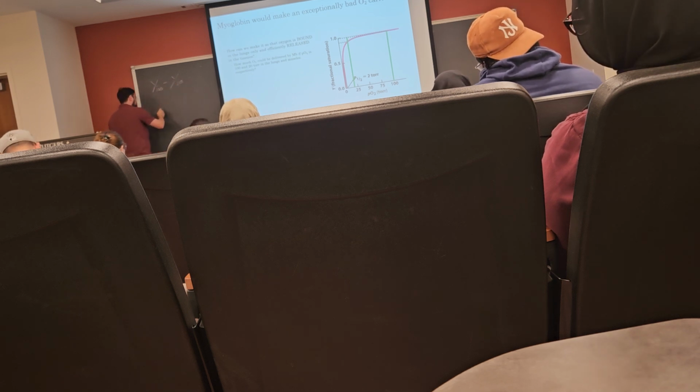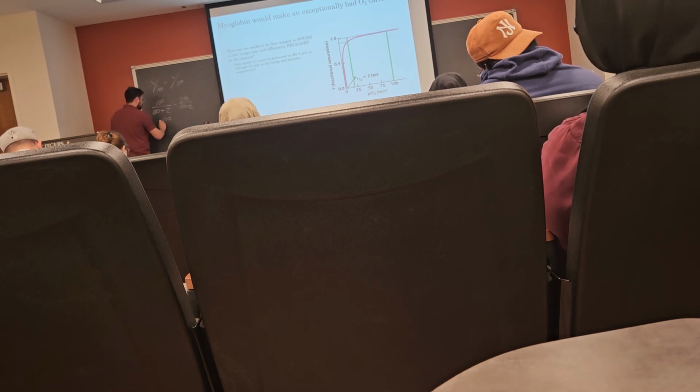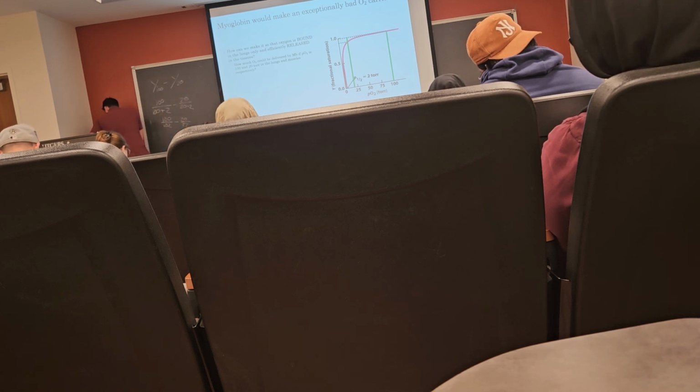So let's say 100 torr divided by 100 plus Kd, which is 2, right? So this is L over L plus Kd, which is 100 over 100 plus 2, minus 20 over 20 plus 2. So 100 divided by 102 minus 20 over 22, right? So what does that come out to? Well, not very much.